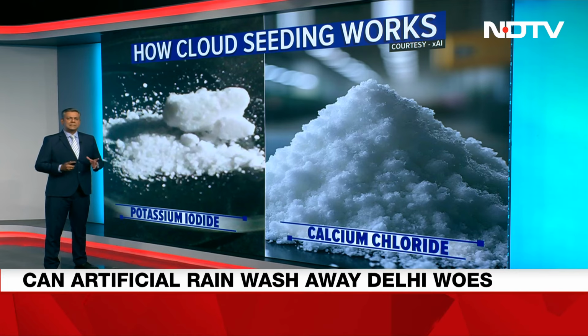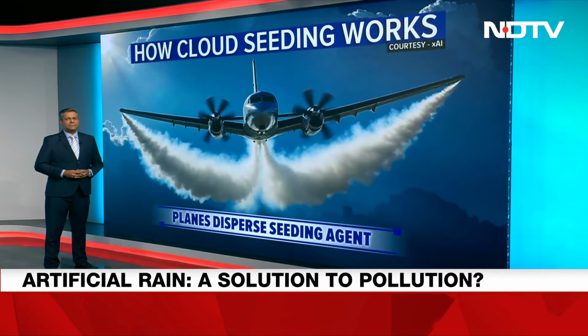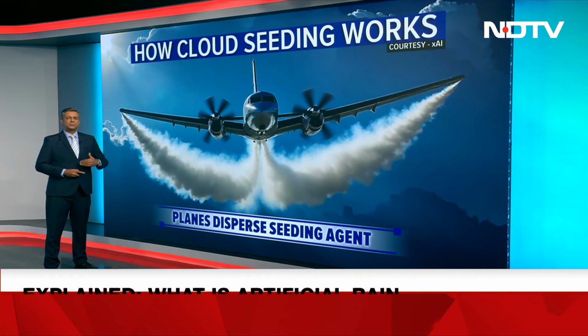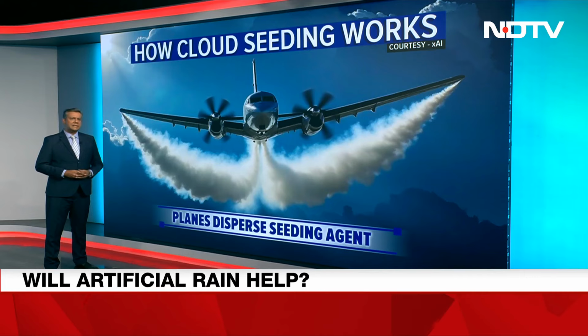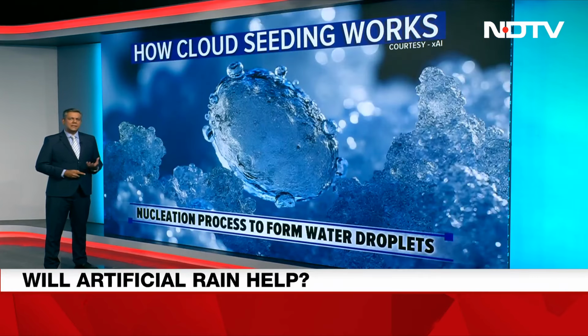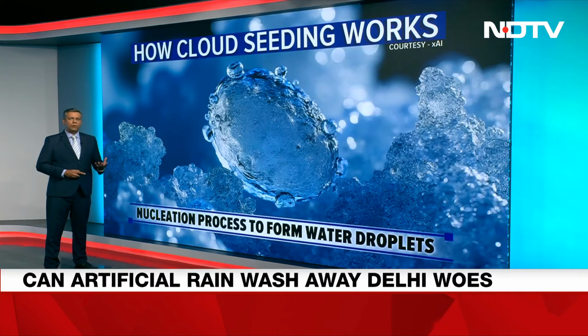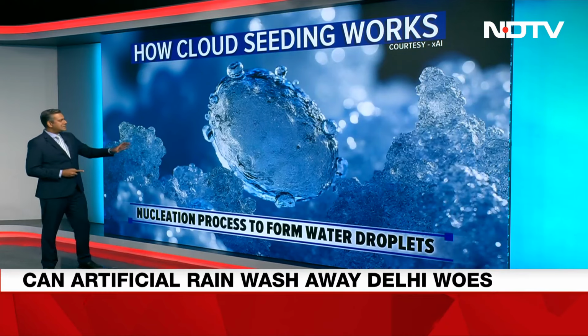Once these chemicals are selected, they are put onto dispensers on aircraft, and planes equipped with so-called burners or dispensers fly through or above a cloud layer to release the seeding agent. When the seeding agent is released, it acts as a nucleus around which water droplets can form or ice can crystallize, as you can see.